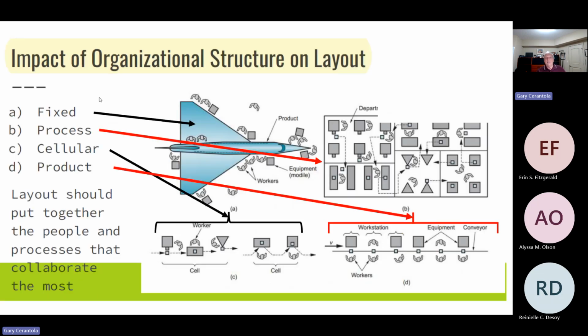So you can see that breaks it down to, in the layout, if you're putting together an airplane, that's a fixed process. It stays in one place. If you're building furniture, well, that's a process layout. You have all the different types of machineries in various areas, and you're going from area to area. Now, if you have an assembly that's a little bit complicated, then you'll have cellular. So you have different cells that are together, and then from a product point of view, you have different workstations. So the layout should put together the people and the processes that collaborate the most.